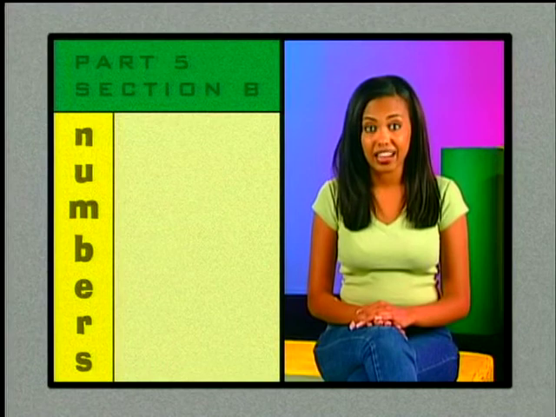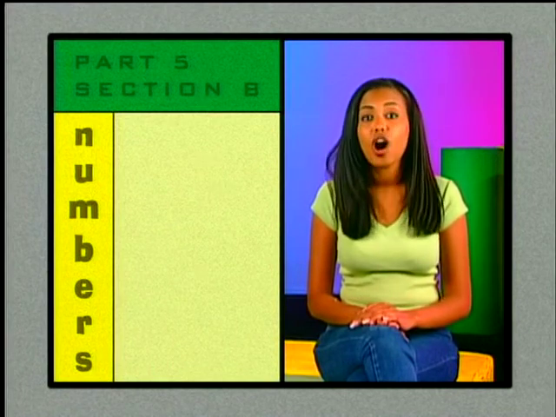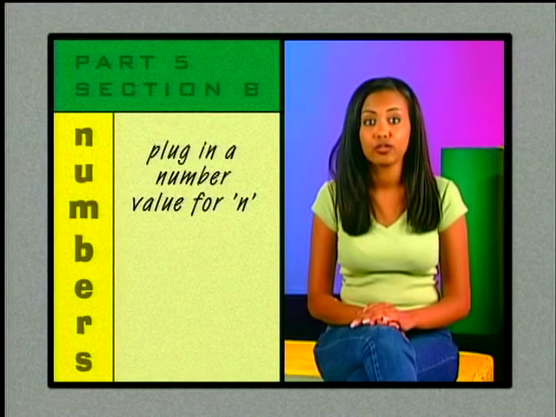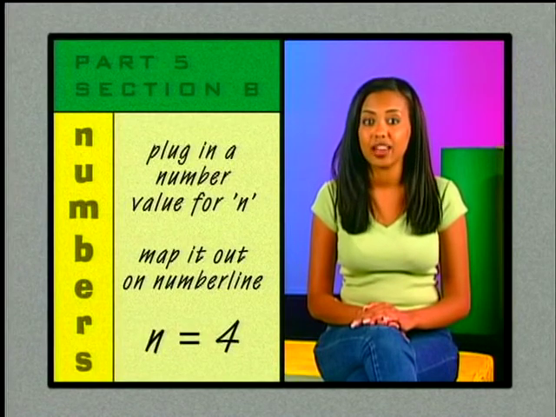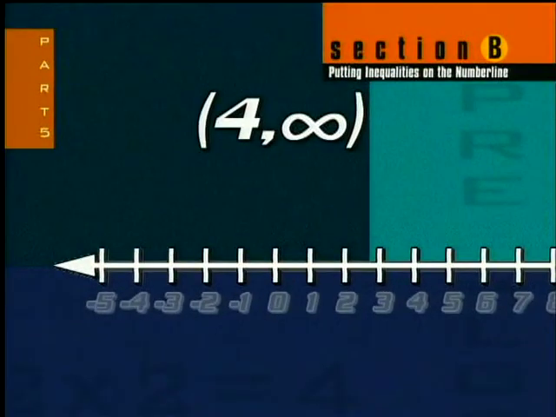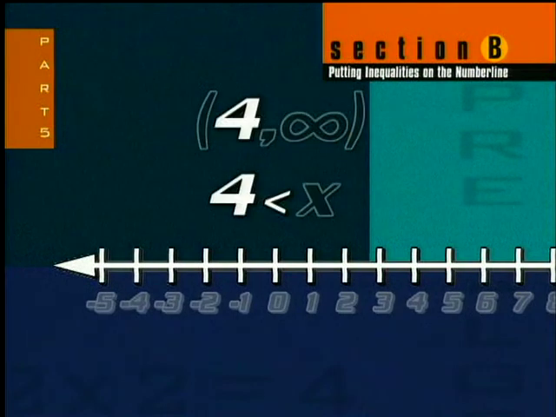Yep, it's a lot of numbers, but it's easy to deal with. All we gotta do is plug in a number value for n, then we can map it out on a number line. So let's substitute n with the number 4. Now our interval looks like this: parentheses, 4, comma, infinity, parentheses.